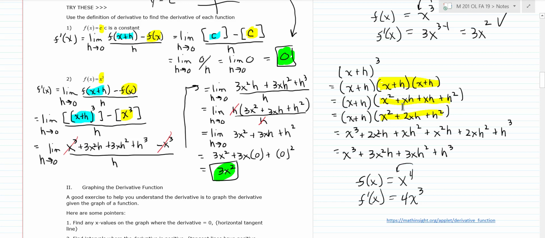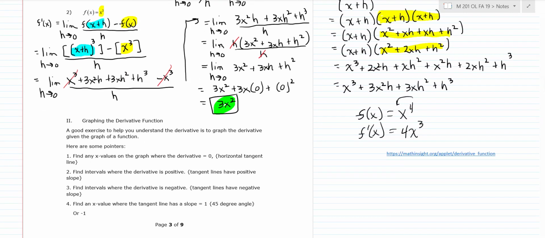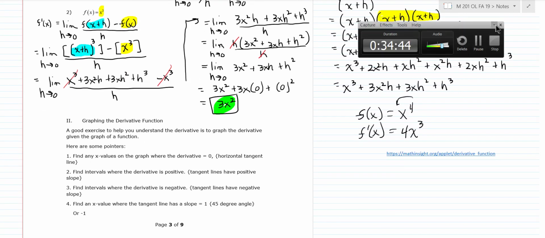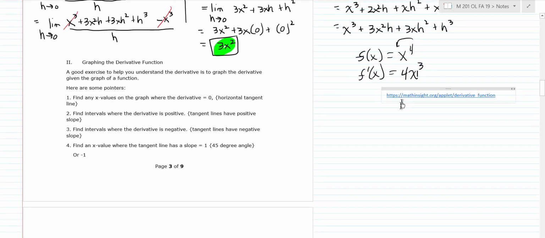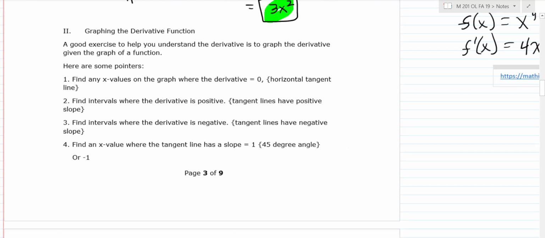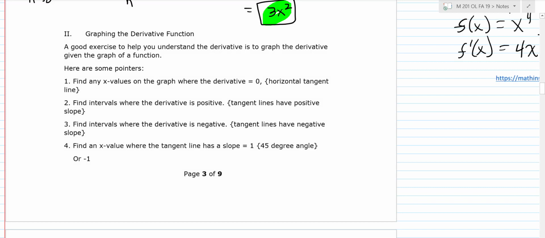Okay, so the next thing in here is going to be the idea of graphing a derivative. If you're given a function, to help you understand derivatives, we like to have students graph derivatives too. It's a good mental exercise.